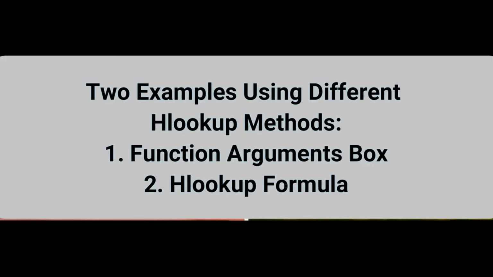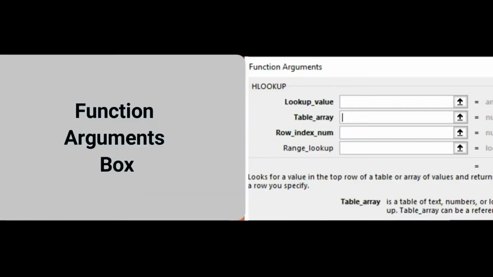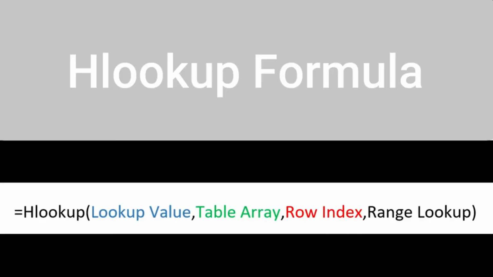This training provides 2 examples that I will use to walk through each of the 4 inputs which make up the Hlookup function. In the first example, I will use the function arguments box to answer the question, and in the second example, I will actually just use the Hlookup formula to answer the question, so you can see it in 2 different ways.